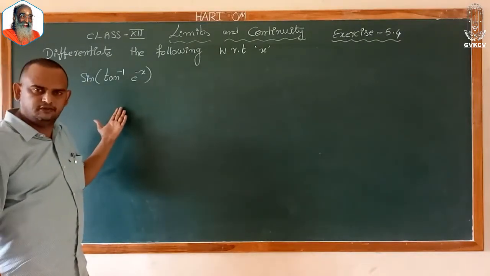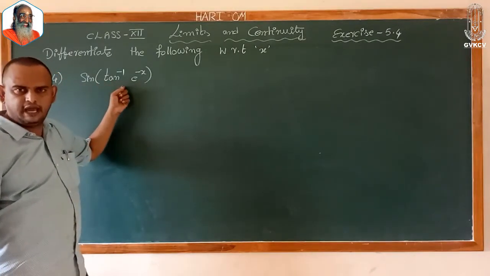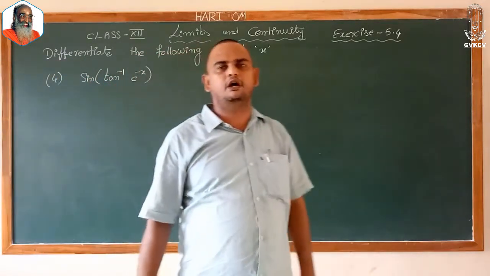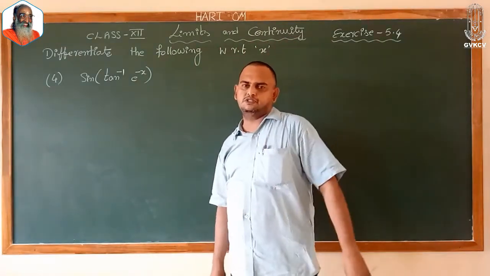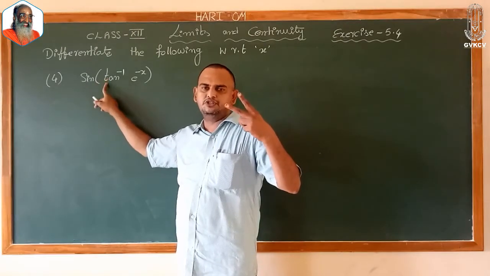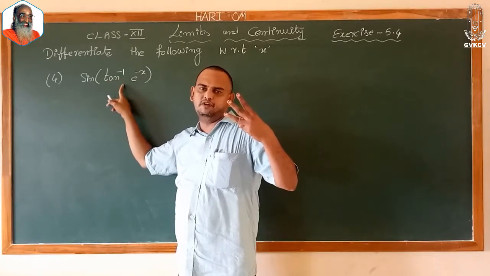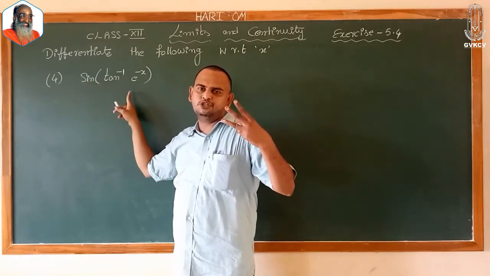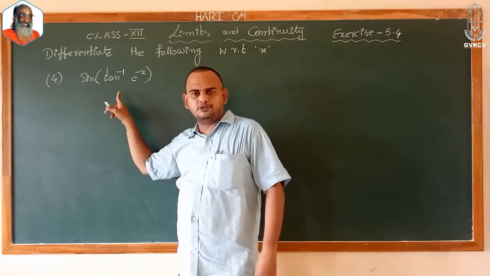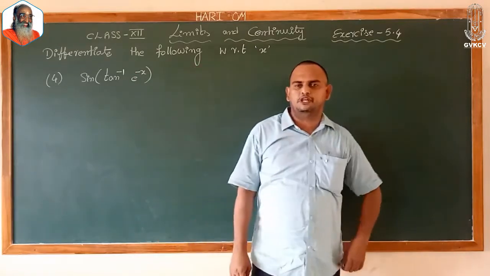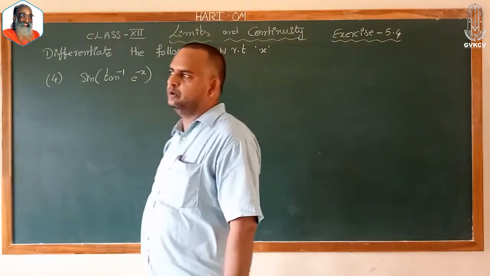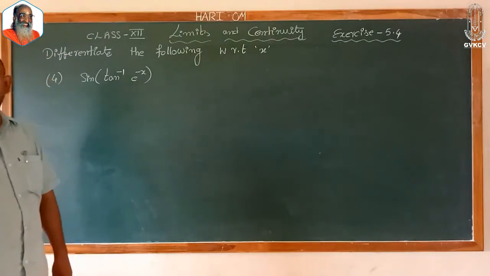The fourth problem is given here: sin of tan inverse of e^(-x). Now how many functions do we have in this problem? We have a total of three functions. The first one, trigonometric function. The second one, inverse trigonometric function. The third one, exponential function. Now how to differentiate? Here also we need to go for the chain rule, because we have a function inside another function.